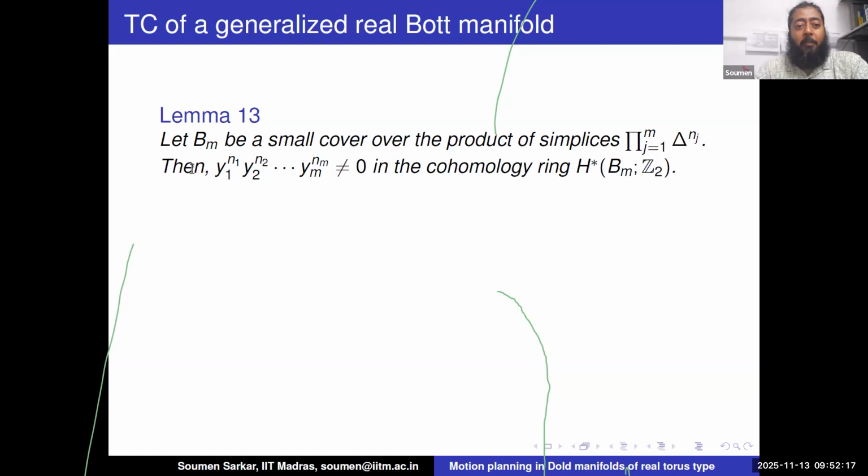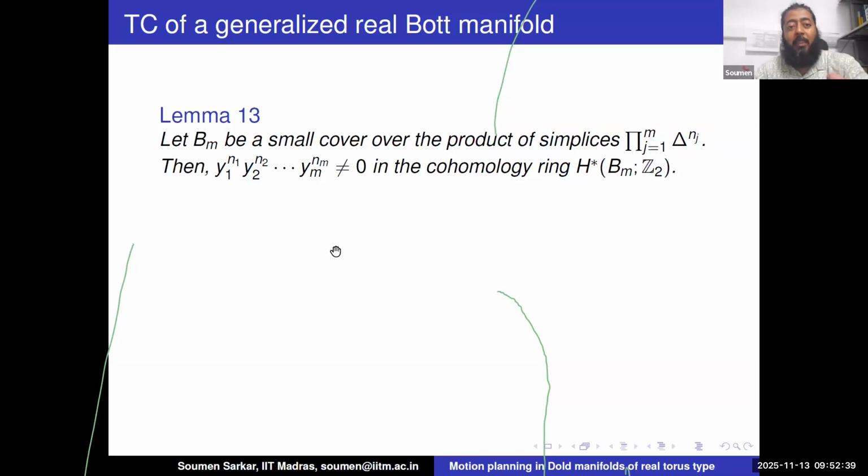An interesting part happened here: if we have a small cover over this product of simplices, then this total product is non-zero. This product in this cohomology ring. So it took us some time to prove it. We had to spend a good amount of time.